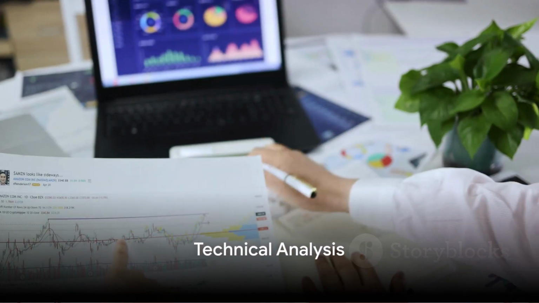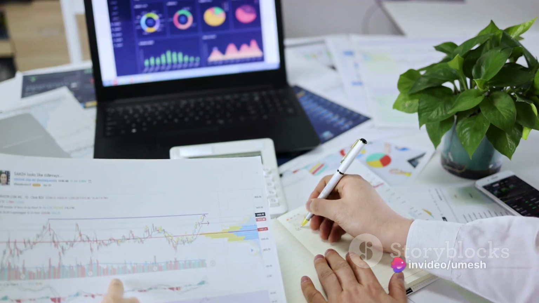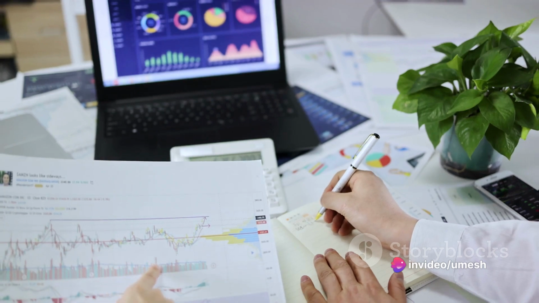Incorporate technical analysis by studying historical price charts. Identify trends, support and resistance levels, and potential entry or exit points based on market patterns.